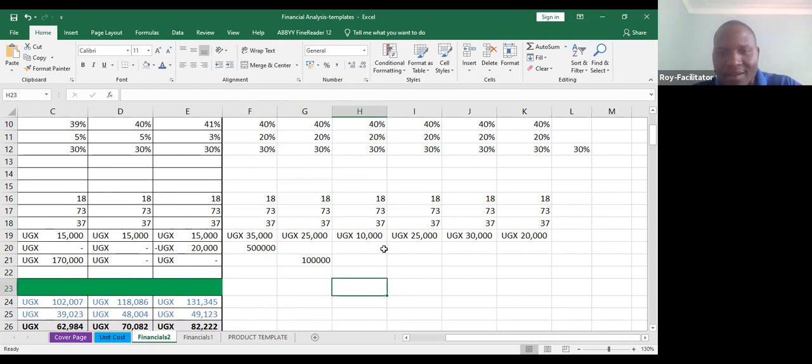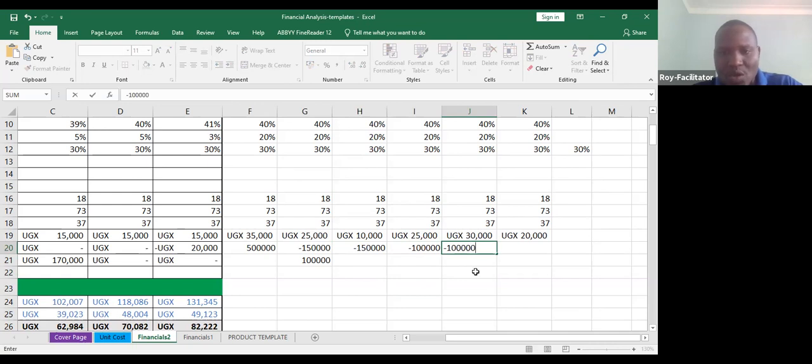Then this debt, I'm going to pay part of it this year. In the next year, I'll say maybe I'll pay 150. Then I will pay the other year 150, 50, and then what is the balance? 100, and 100.